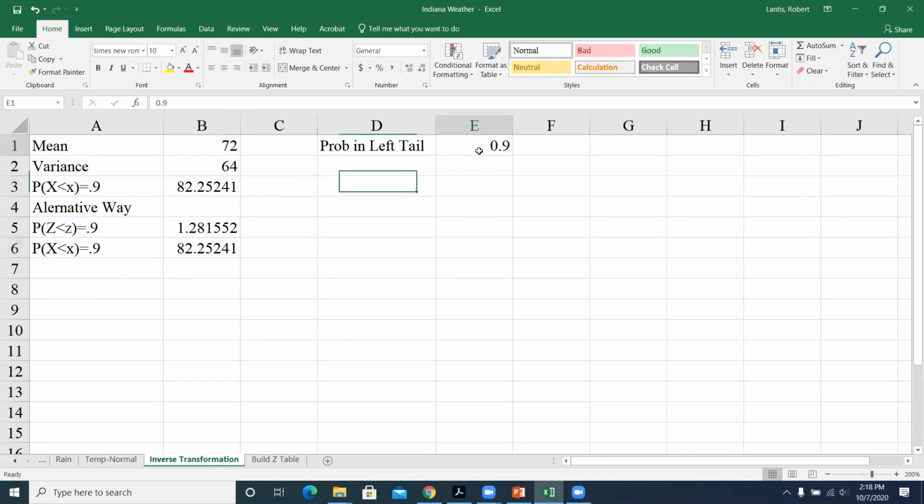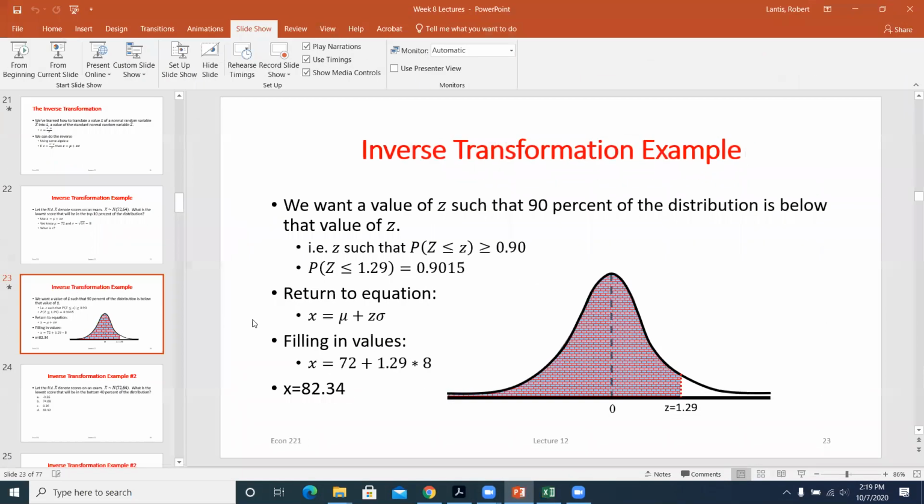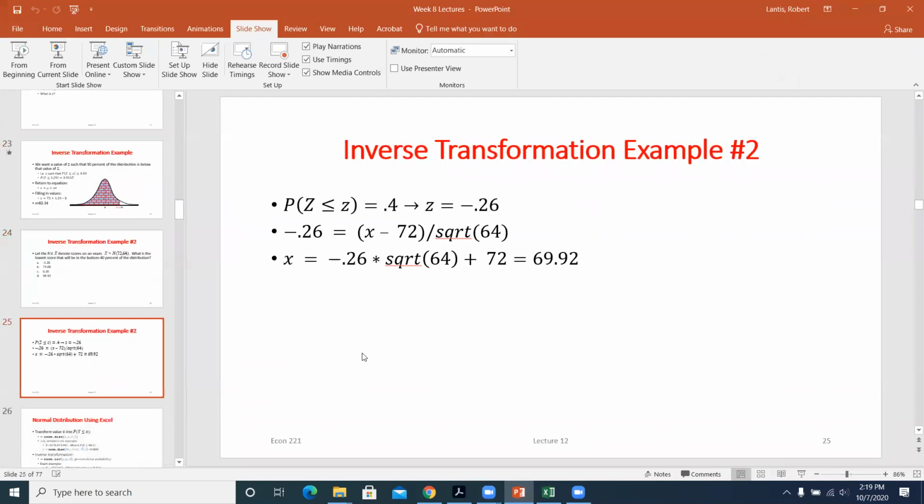Now the nice thing about using this as a cell reference is, let's say I now want to find the cutoff for the bottom 40%, which was that second example. Change this to 0.4. Sure enough, we get 69.97, which once again is going to be very, very close to what we found, but a little bit different because we're not constrained to 2 decimals, okay?